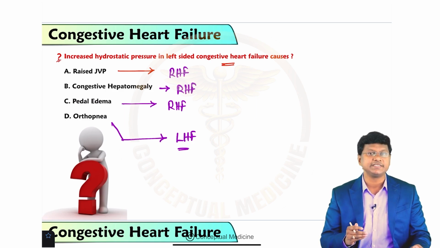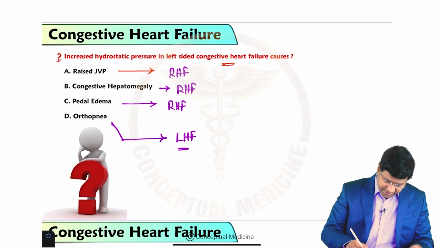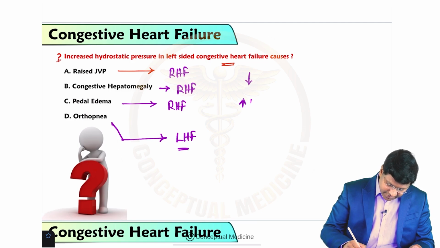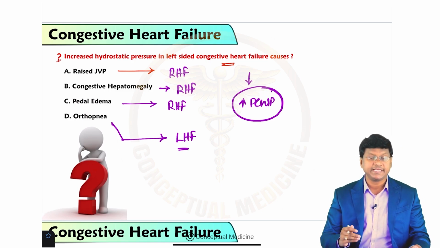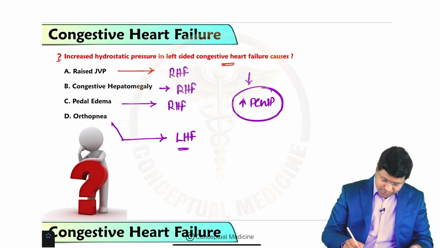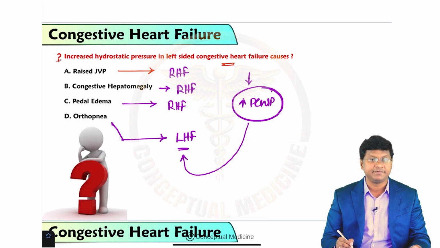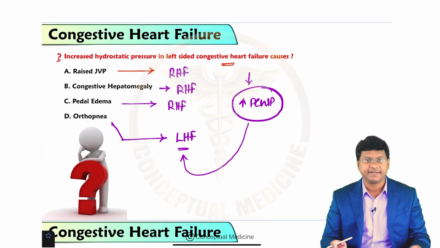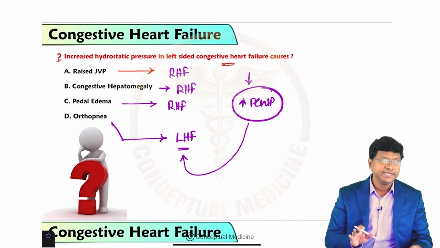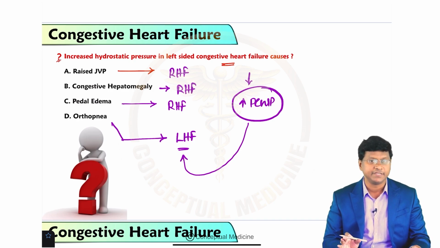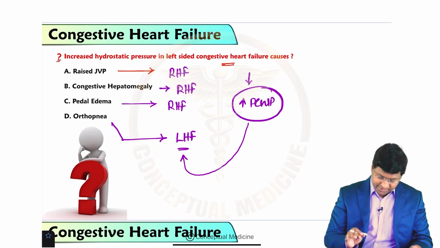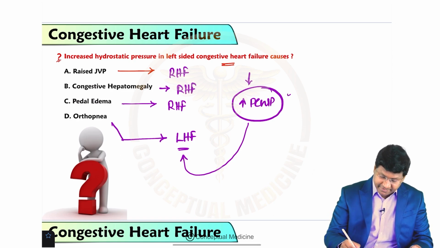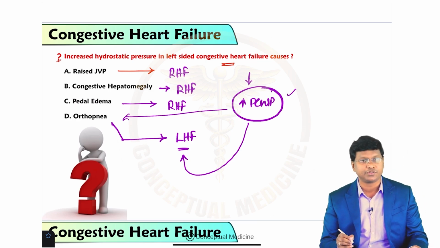So left-sided congestive heart failure will cause an increase in the pulmonary capillary wedge pressure. As there is an increase in pulmonary capillary wedge pressure, that will make the individual progress to the development of left-sided heart failure. So increase in hydrostatic pressure in left-sided congestive heart failure leads to an increase in pulmonary capillary wedge pressure, and that will lead to the development of orthopnea.